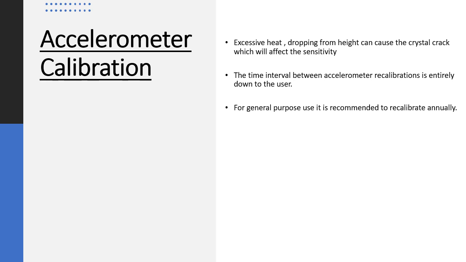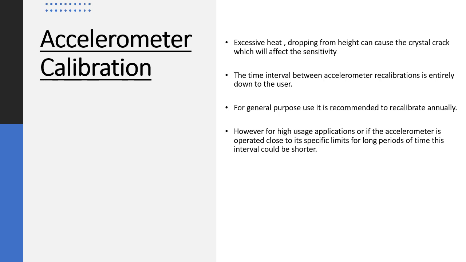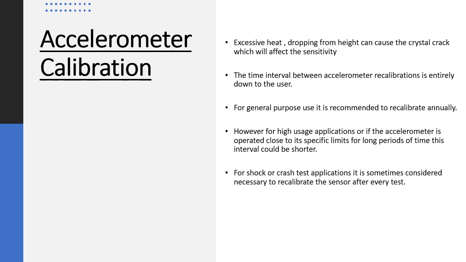For general purpose use, like plant applications, it is always recommended to recalibrate annually. However, for high usage applications, or if the accelerometer is being operated close to its specified limits for a long period, the interval could be shorter, maybe six monthly or three monthly. In the case of shock and crash test applications, it is always recommended to recalibrate the sensor during each and every test. The sensor also needs to be calibrated if it is known to have exceeded any of its specified limitations, whether temperature or excessive amplitude ranges. We should go for a recalibration.